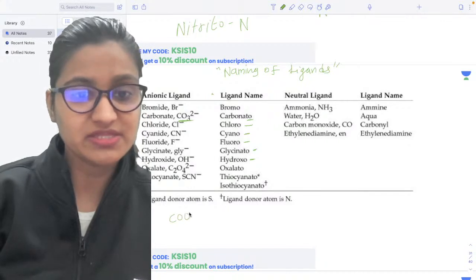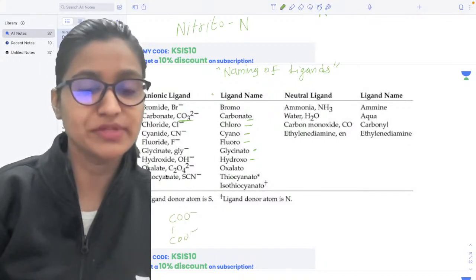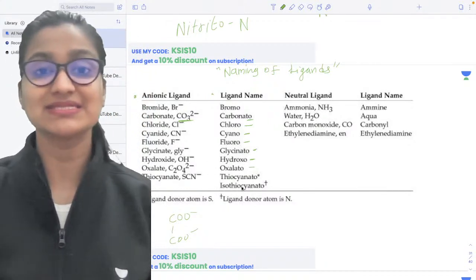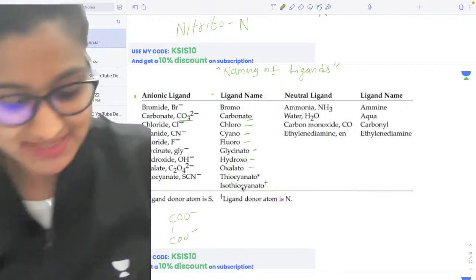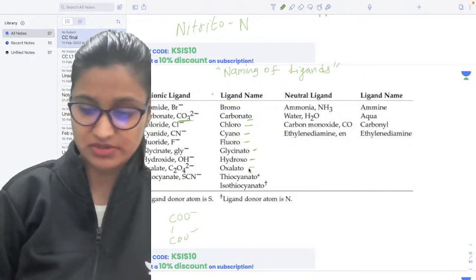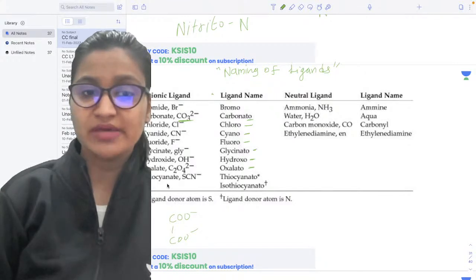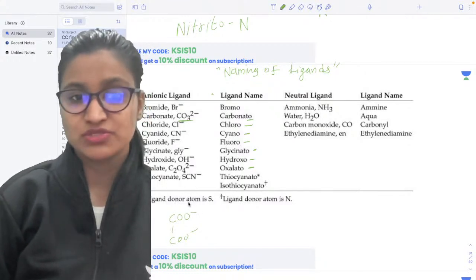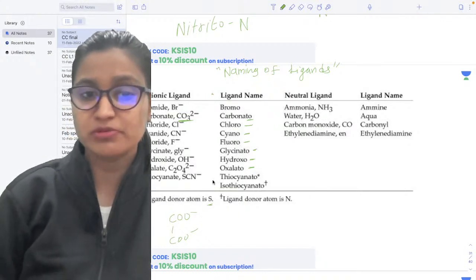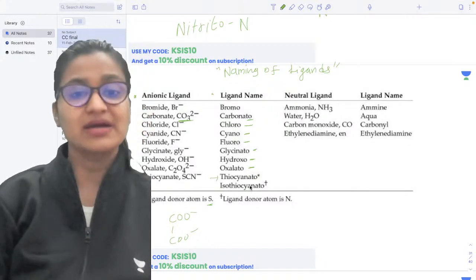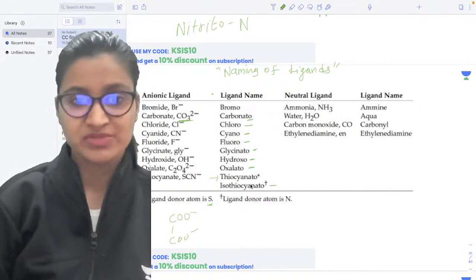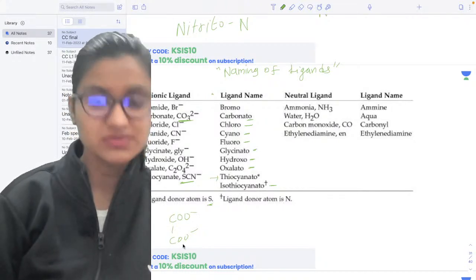C2O4 2 negative, which we saw earlier, the oxalate ion. If it is present as a ligand, you will call it oxalato. Thiocyanate, SCN negative: if the donor atom is S, you will call it thiocyanato. And if the bond is formed through the nitrogen side, you will call it isothiocyanato.